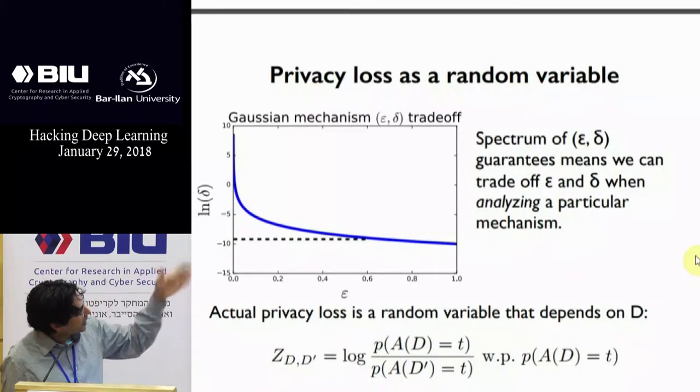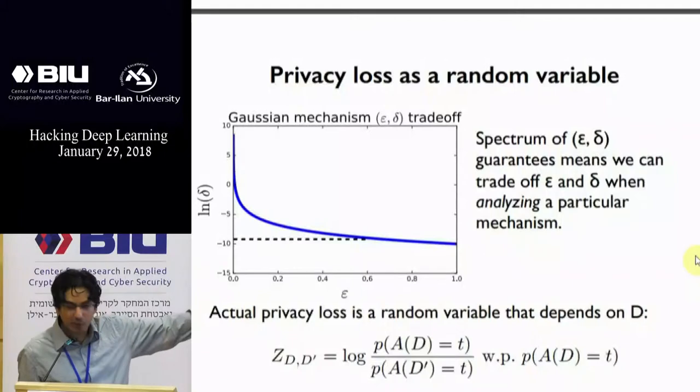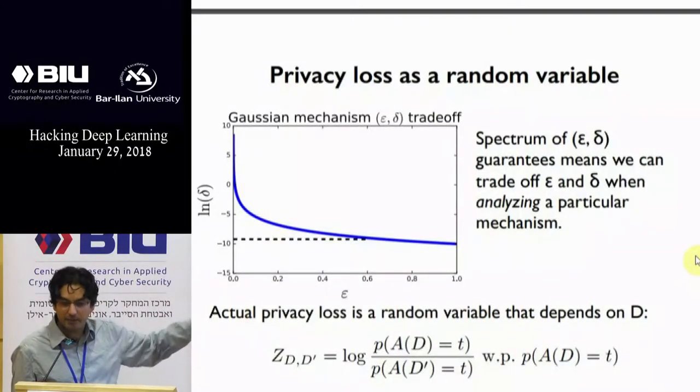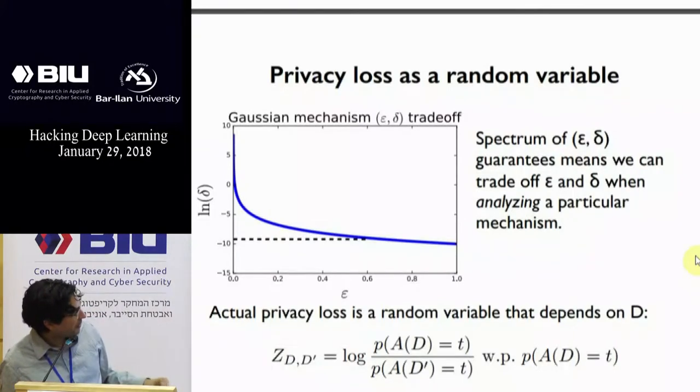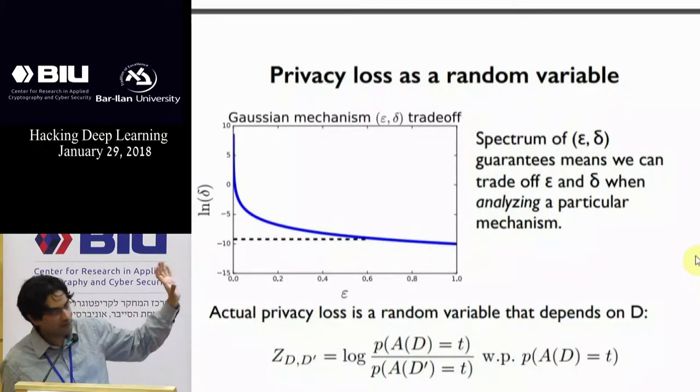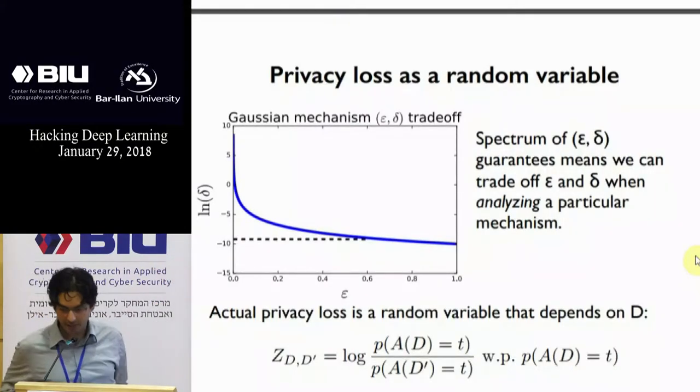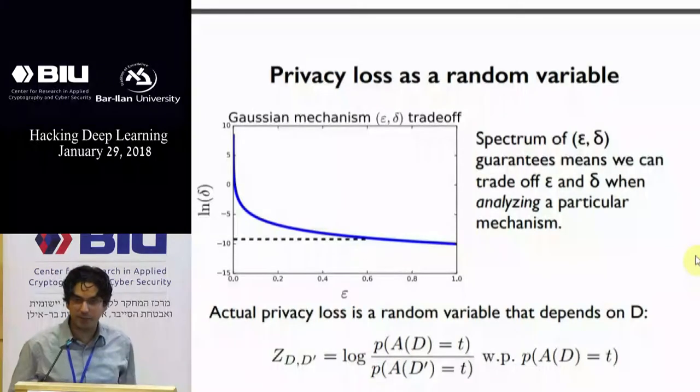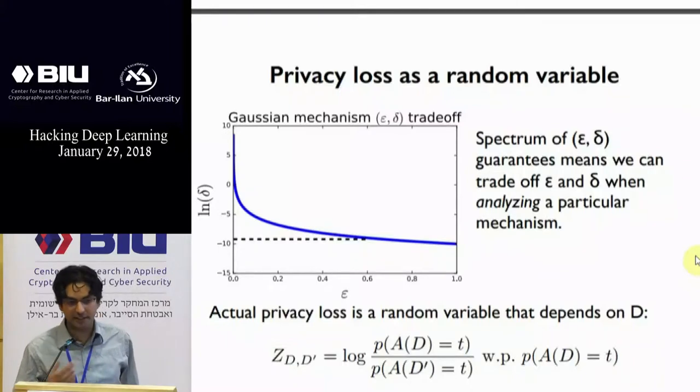We can trade off epsilon and delta while analyzing a particular mechanism, and if you look at this random variable, which is the log likelihood ratio, and treat it as a random variable, supremum over D and D prime, then I can essentially keep track of how this trade-off curve is evolving as I do multiple computations on the data. And this becomes very important when you're doing machine learning, where you're touching the data many times, in pre-processing and validation and so on.